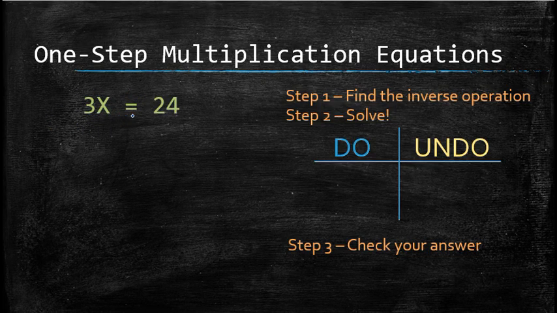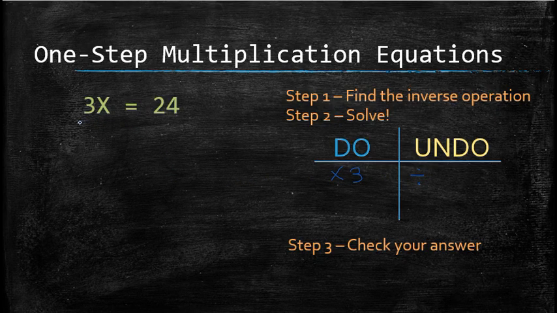So 3x equals 24. Step 1, find the inverse operation. Well, we know that x is being multiplied by 3. Okay, so that is being done to x. 3 is being multiplied by x, and this is the multiplication sign, not the variable x. So in order to undo that, or to balance the equation, we have to use the inverse operation of multiplication, which is division.